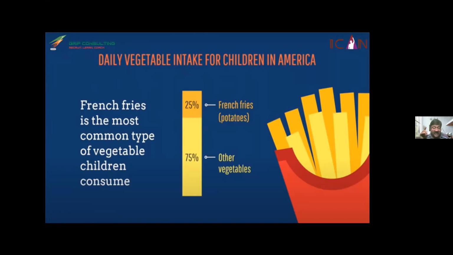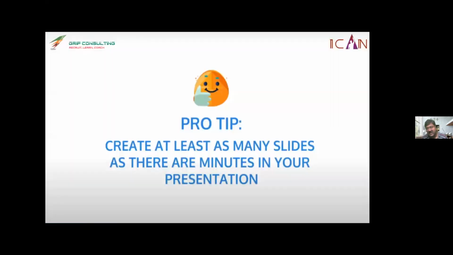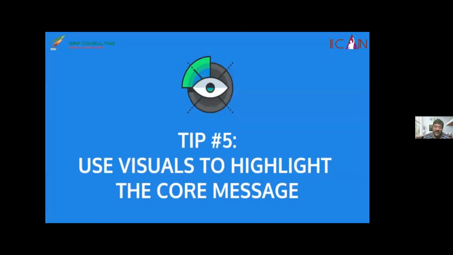And what are we discussing? We are discussing that the core message should be very clear. So here the core message is very clear on this particular slide. Then at least create as many slides as I mentioned earlier. So there's no hard and fast rule like that. So tip number 5 is use visuals to highlight the core message. So how do we do that? Little examples I have already shown earlier.